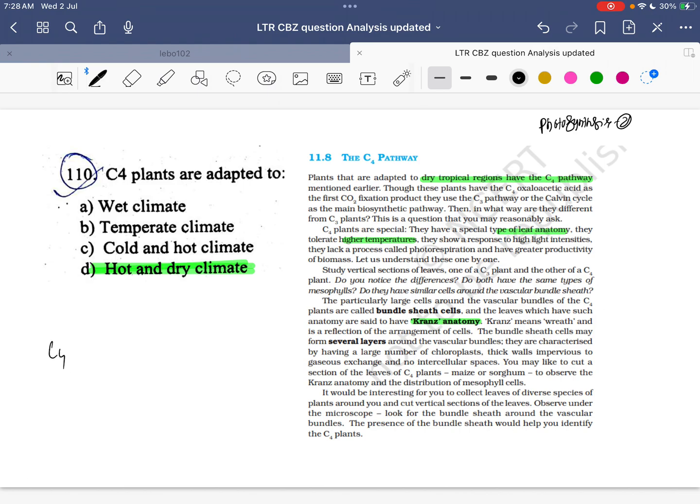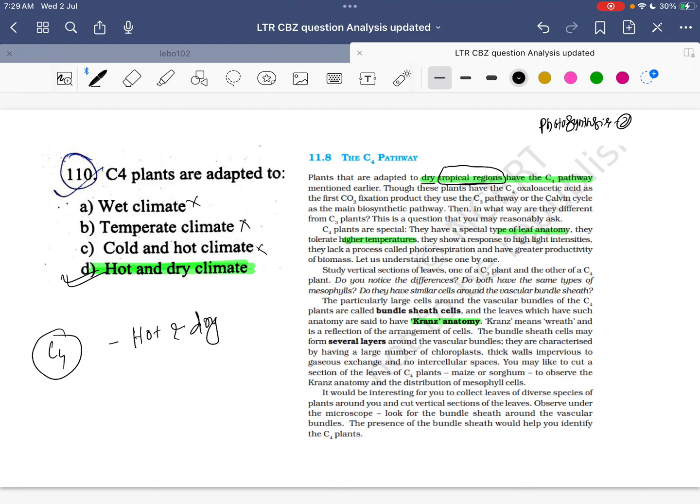C4 plants are adapted to hot and dry climate. Temperate means normal, the usual temperature. It is saying that it is a tropical region, plants adapted to the dry tropical regions. So hot and dry climate will be the correct answer, not a wet climate, not cold, but hot and dry climate.